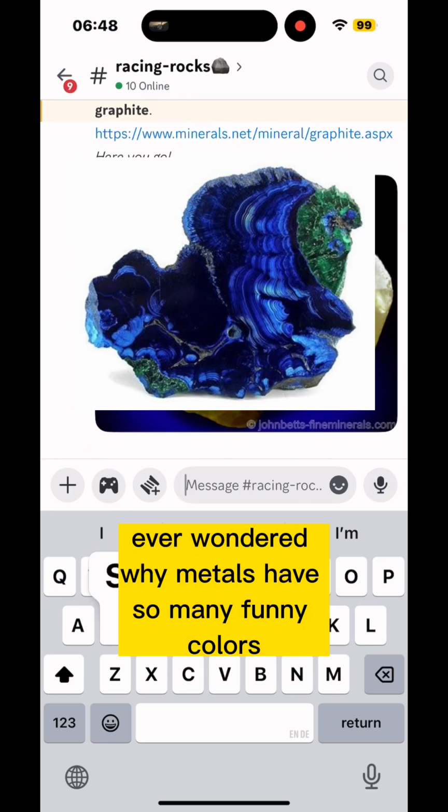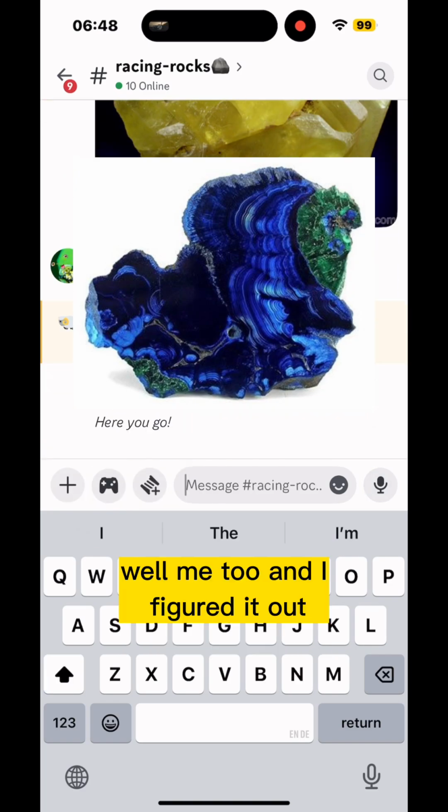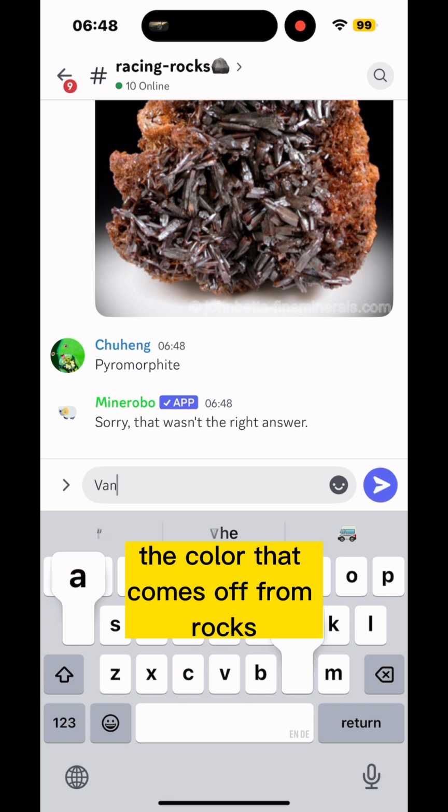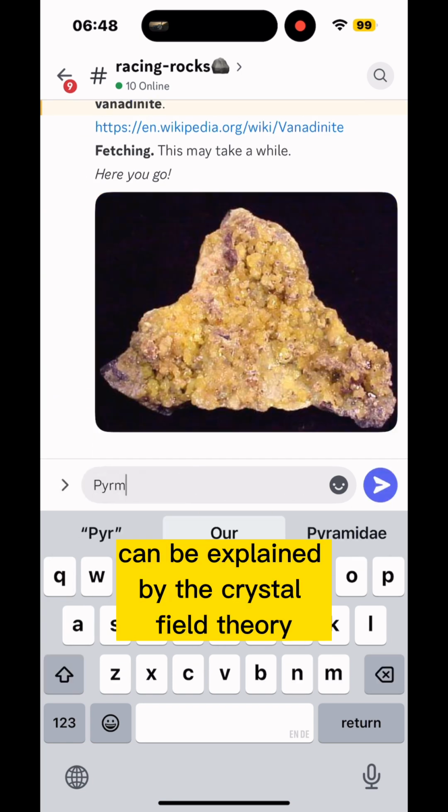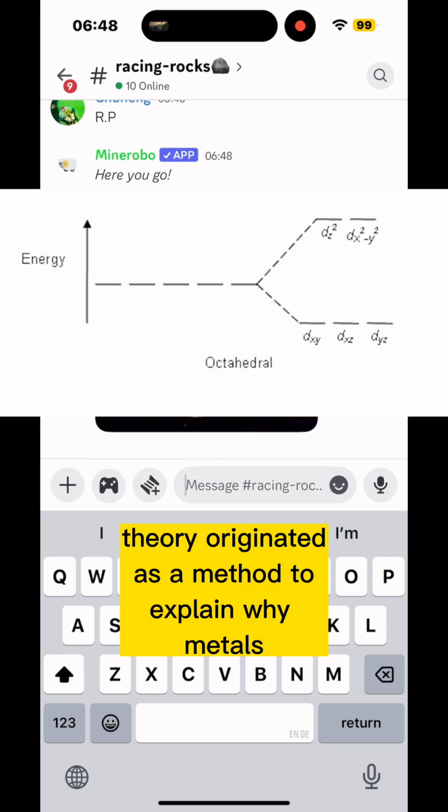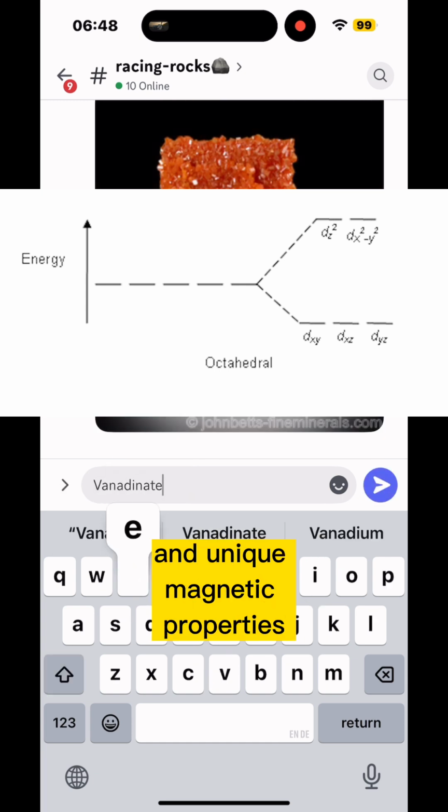Ever wondered why minerals have so many funny colors? Well, me too, and I figured it out. The color that comes off from rocks can be explained by the crystal field theory. The crystal field theory originated as a method to explain why metals have such beautiful colors and unique magnetic properties.